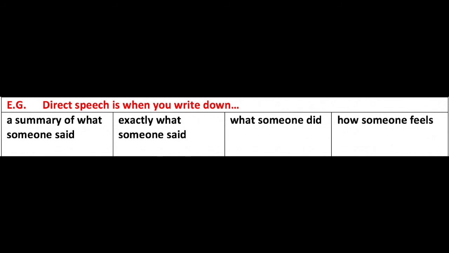So let's take a look at this question. It says, direct speech is when you write down, and then it's got 4 options. A summary of what someone said, exactly what someone said, what someone did. From my own knowledge, I know that direct speech is when you write down exactly what someone said. So it's that second option there.